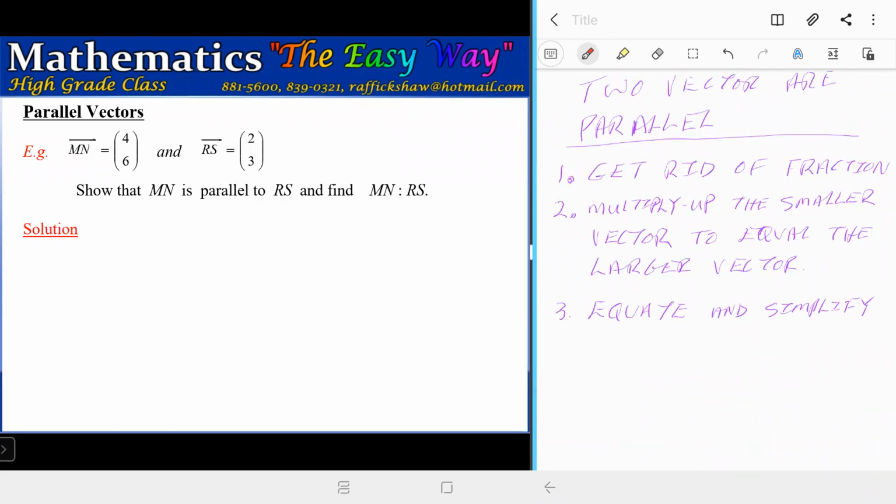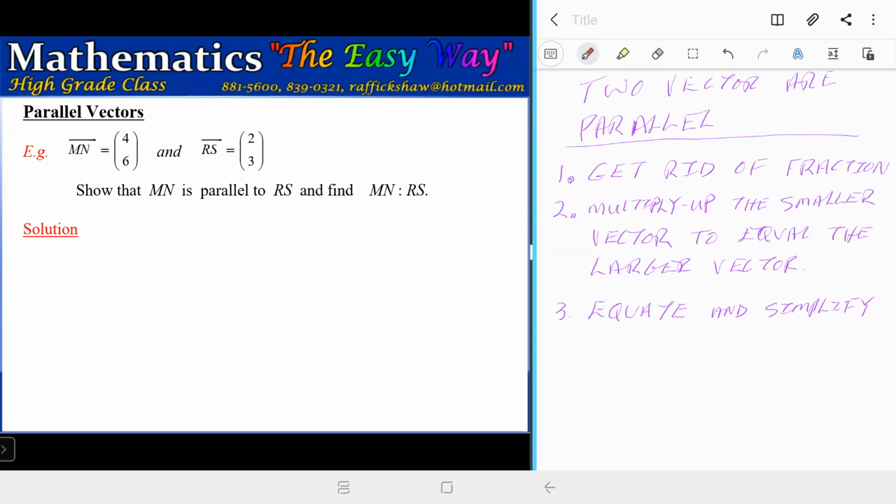Get rid of any fractions. Why? Because fractions are harder. It's harder to see the relationship between numbers when they're in fraction form. Multiply up the small one to equal the large one. And when the two of them are equal, you equate them. And if it can be simplified, you simplify.